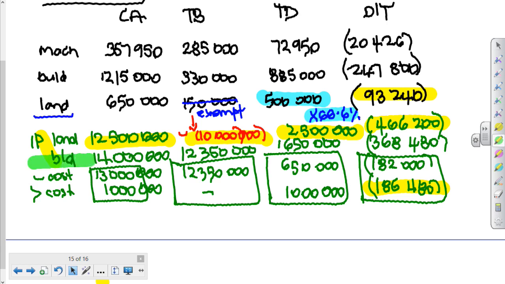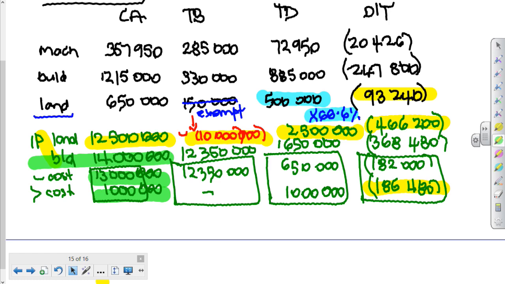So here's my building. My building's value at year end is 14 million. The building had cost 13, and I had done a fair value adjustment of 1. Do you agree? 14, it's at cost 13, and I'd done a fair value adjustment of 1.